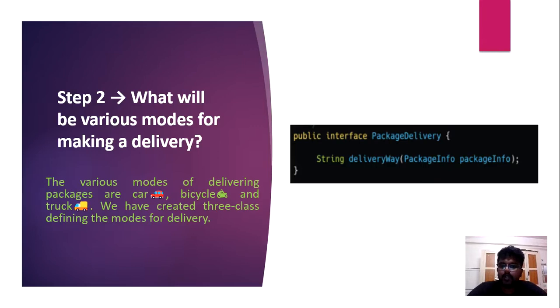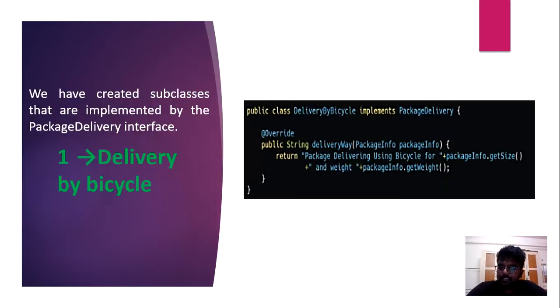Okay, so the delivery modes that we are going to include are car, bicycle, and truck. So basically we'll be creating three classes defining the mode of delivery. Now let's create the subclasses in which we'll be implementing the package delivery interface. We'll have a subclass for bicycle, a subclass for truck, and a subclass for car.